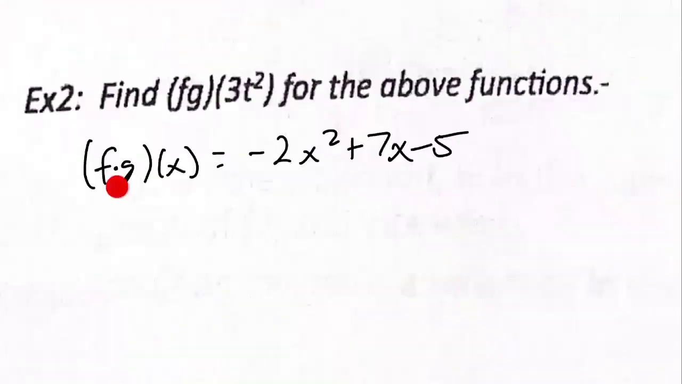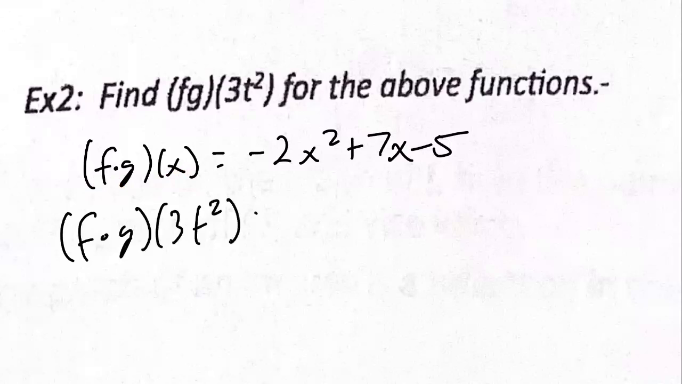Okay, so since we already did f times g, I'm just going to rewrite it. And then all I have to do is plug it in. As you can see here, I wrote f times g of x. And then for the next one, f times g of 3t squared. This just means that I plugged in 3t squared for x. The notation matters, so be very careful.